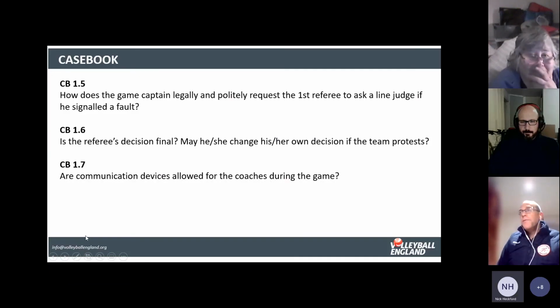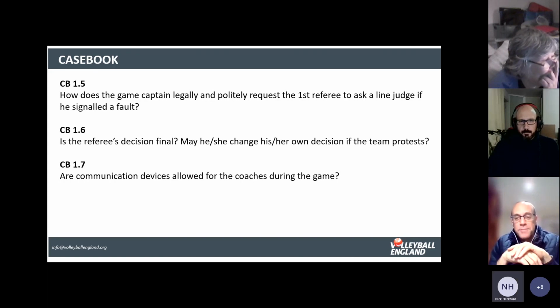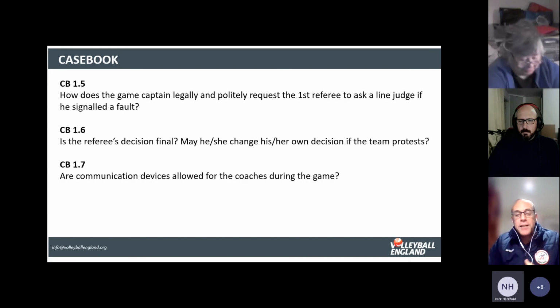Okay, 1.5. How does the game captain legally and politely request the first referee to ask a line judge if he signalled a fault? What do we think? Possible? Not possible? Herman? I would say yes, it's possible. You just need to be polite, go and put your hand up as the first referee, and you check with your line judge. Absolutely.